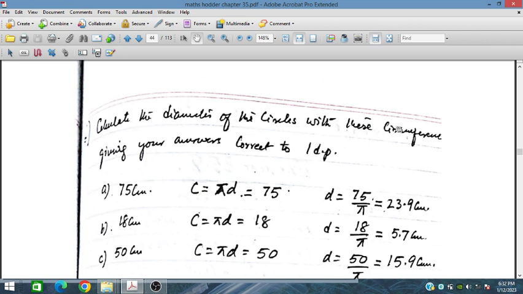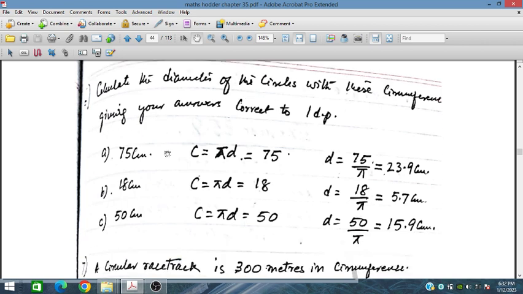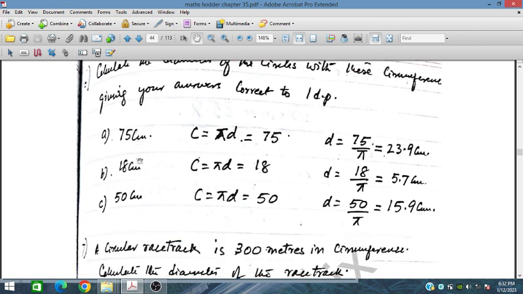Calculate the diameter of a circle with this circumference. So this is 75 centimeters. The circumference is given, so we have to find the diameter. 75 divided by pi gives the diameter, that is 23.9, up to 1 decimal place. Then 18 divided by pi gives 5.7. This 50 centimeter circumference divided by pi gives the diameter. So these are the diameters.